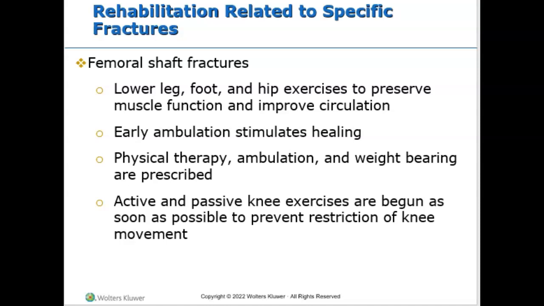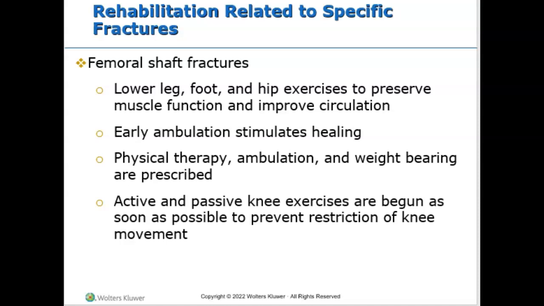We also want to get the patient up as soon as possible because early ambulation stimulates healing. It also helps reduce other complications like DVTs and all of the complications that go along with being in bed. You can go back a few slides and hear them again if you need to, or read them again. So physical therapy, ambulation, and weight bearing are all prescribed for the patient. Active and passive knee exercises are begun as soon as possible to prevent restriction of knee movement.